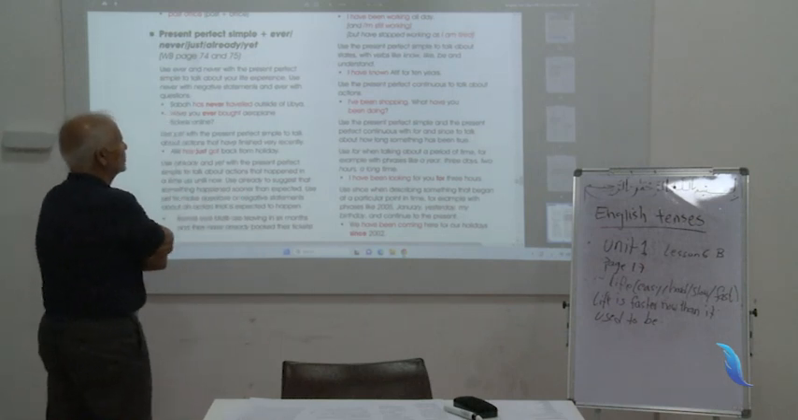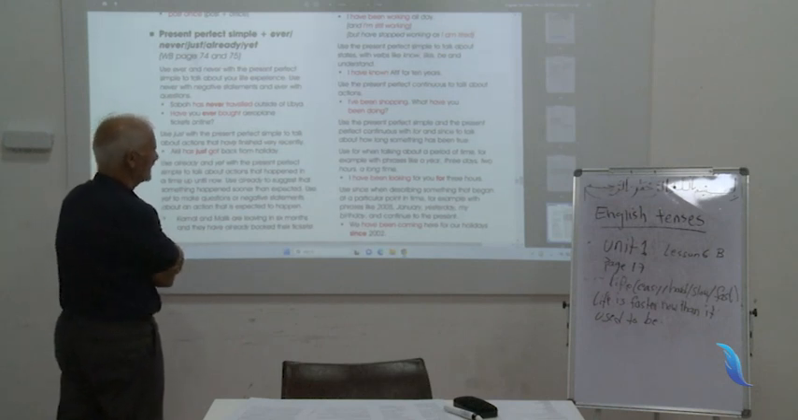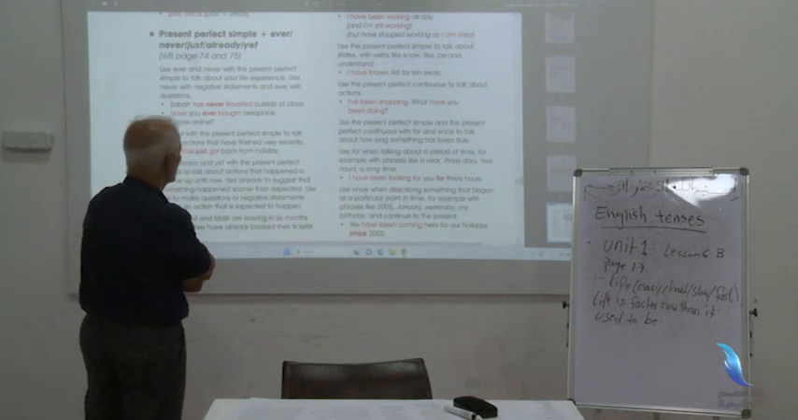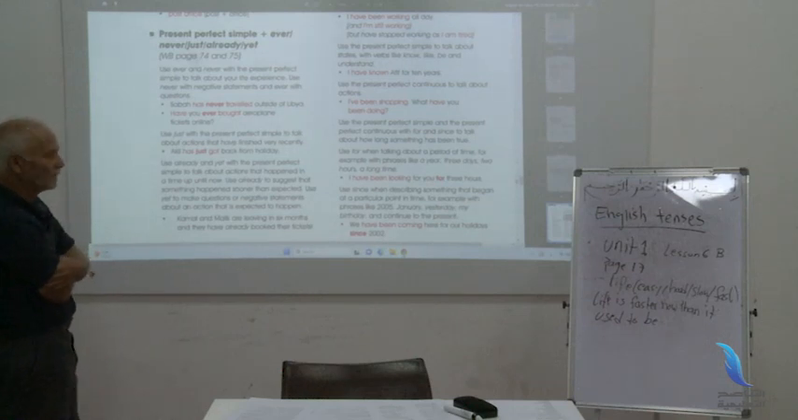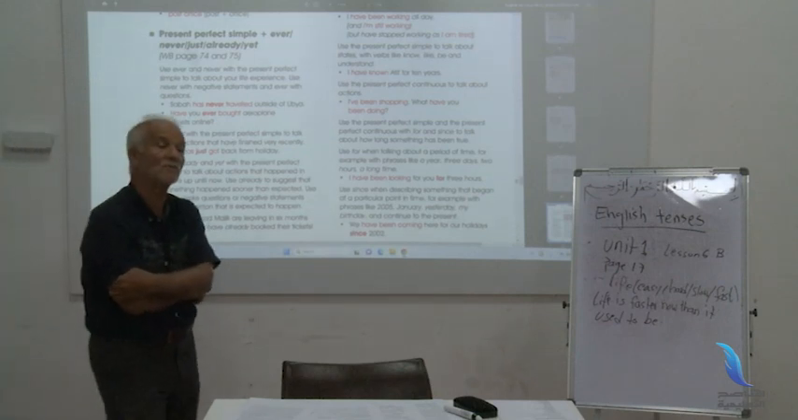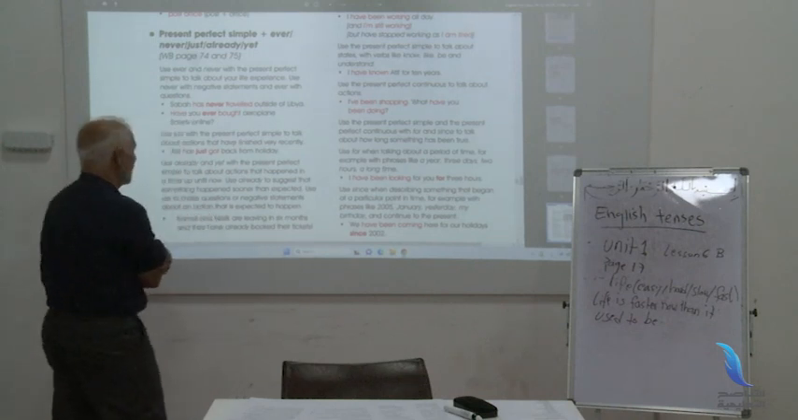We use just with the present perfect simple to talk about actions that have finished very recently, a few seconds ago. I've just done it. I've just got back from holiday. I've just done my homework. Means I finished doing my homework, but not a long time ago. It's just a few seconds ago.